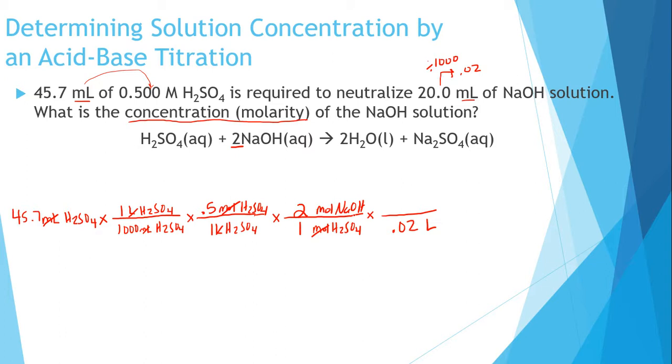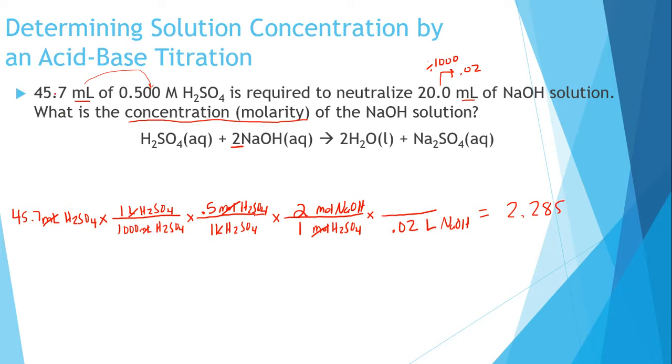Now I have moles of NaOH and liters of NaOH. And remember, molarity is moles divided by liters. And then we're going to equal this out. There's going to be nothing up here. We're going to leave it blank. So we're going to plug in on our calculator 45.7 divided by 1,000 times 0.5 times 2 divided by 0.02. And this is going to get me the number 2.285.